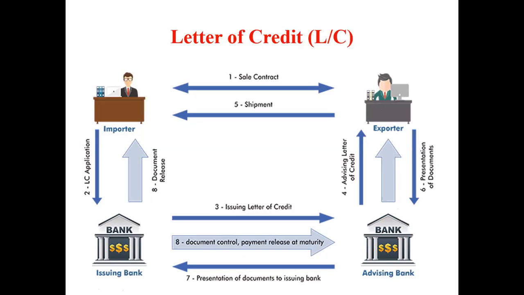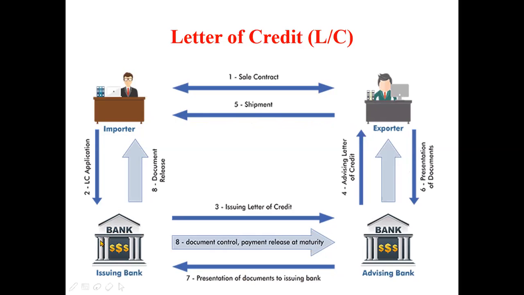Now in the fourth stage, the advising bank will hand over the letter of credit to the exporter. Fifth step, the exporter, after manufacturing the goods, ships them to the importer's country and sends the documents to the advising bank. Now, this advising bank will scrutinize the documents presented by the exporter, and they will forward them to the issuing bank. Now, the issuing bank will again scrutinize.